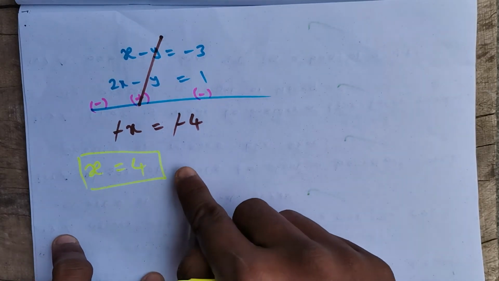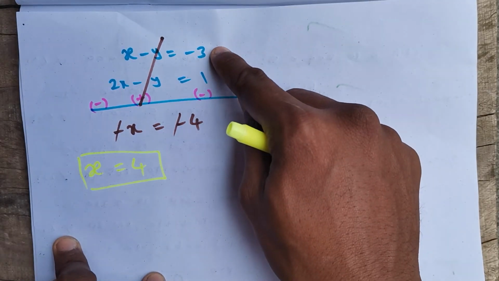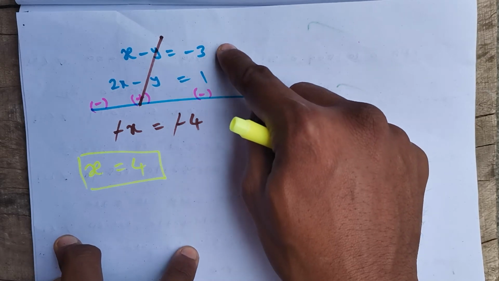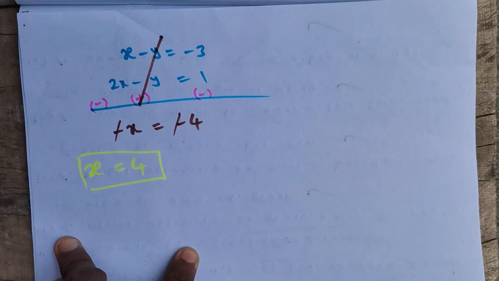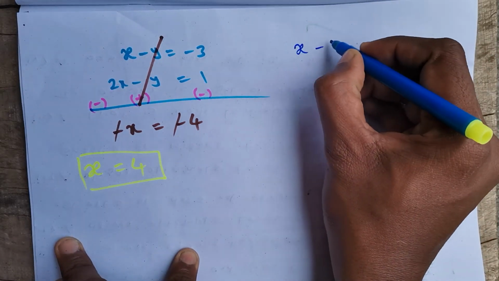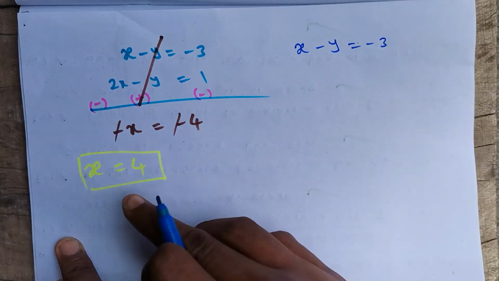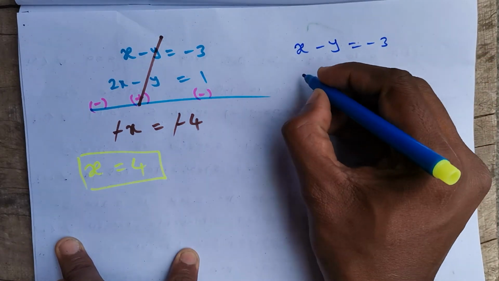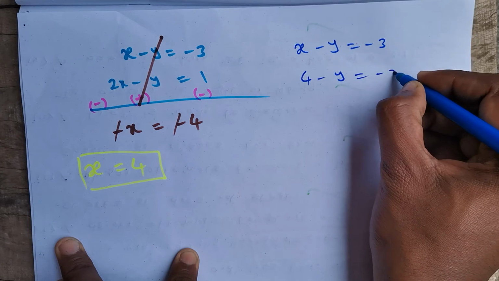Now substitute this x either in the first equation or in the second equation. So I am going to substitute in the first equation. x minus y is equal to minus 3. So in place of x I will substitute 4. 4 minus y is equal to minus 3.